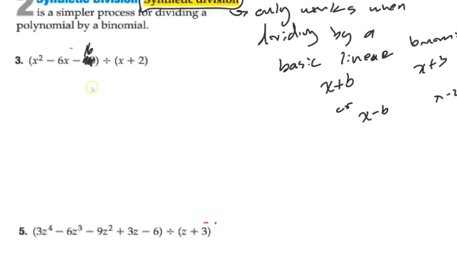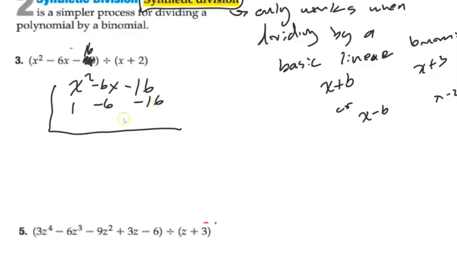First, let's set it up. What I'm going to do is rewrite this: x squared minus 6x, and I rewrote that to be negative 16 to match what we did earlier. Then we're going to write down the coefficients: 1, negative 6, negative 16. I like to write an arrow underneath the first one because we bring that first one down. I like to write a box at the end because that's our remainder.